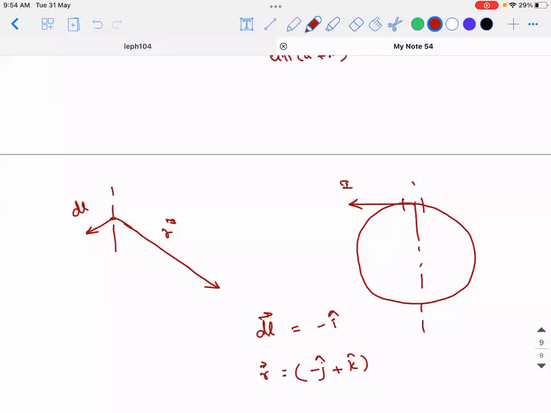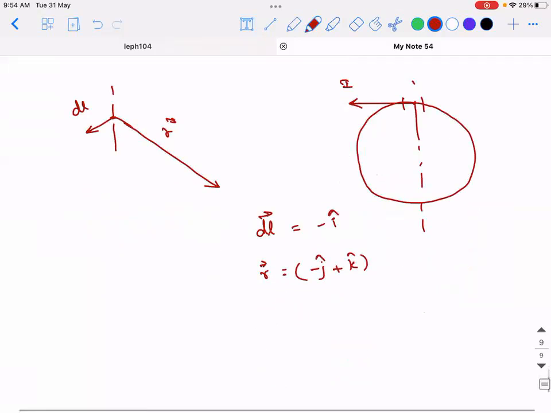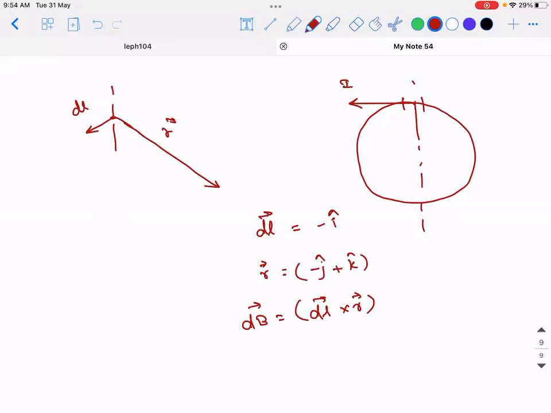Because if I take this as the origin, okay, x-axis, y-axis, positive z-axis. So this R is entering into which axis? Z-axis and negative y-axis. So it will be minus j cap plus k cap. So how do you find the value of dB vector? dB vector is calculated using dl vector cross r vector.